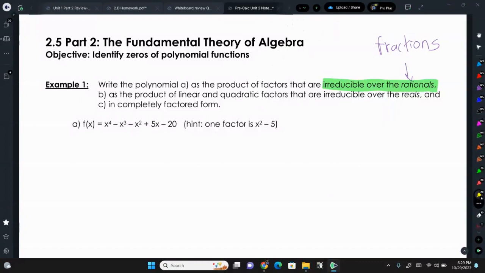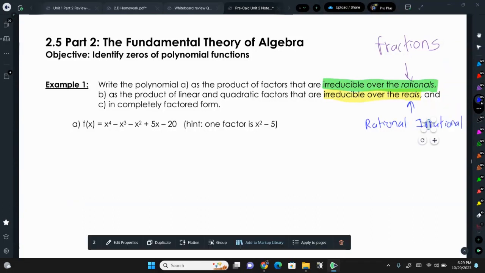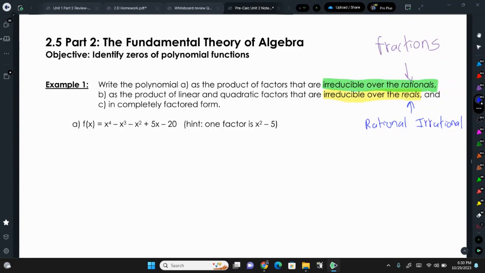Then we can write it as a product of linear and quadratic factors that are irreducible over the reals. So real numbers are the rational ones that we just talked about, and irrational. So irrational would be like the square root of 2, the square root of 5. Any square root essentially is an irrational number because we can't write it as a fraction.